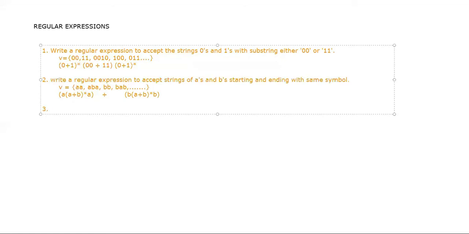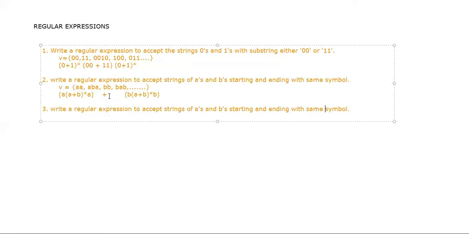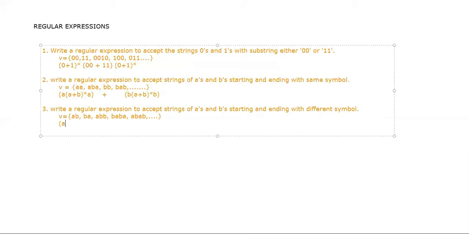Moving on, next is an almost similar question. Instead of strings of A's and B's starting and ending with the same symbol, we go for different symbols. I think much explanation is not required. We can easily write it. The strings would be AB, BA, ABB, ABAB, something like this. If the string starts with A, it should end with B. If the string starts with B, it should end with A. It's pretty much easy, I feel.